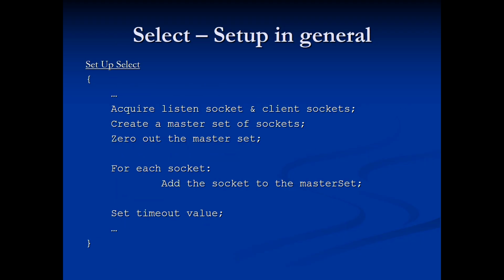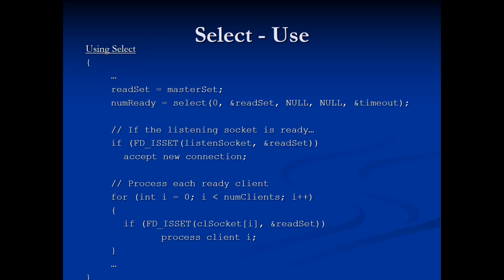Now, that was the setup. Now, how would you use it? Notice the first line. You are creating a read set from the master set. Remember, we talked about this earlier. When you call select on a set of sockets, it modifies it to reflect the ready sockets, and it resizes that array so that only the ready sockets are counted. The non-ready sockets are not counted at all. So it modifies your master set. So that's why you need a reset.